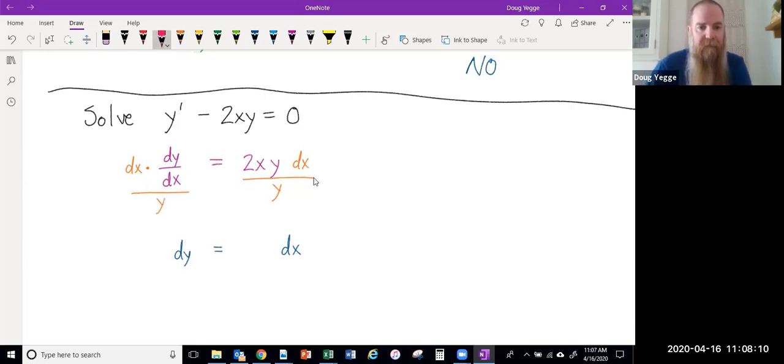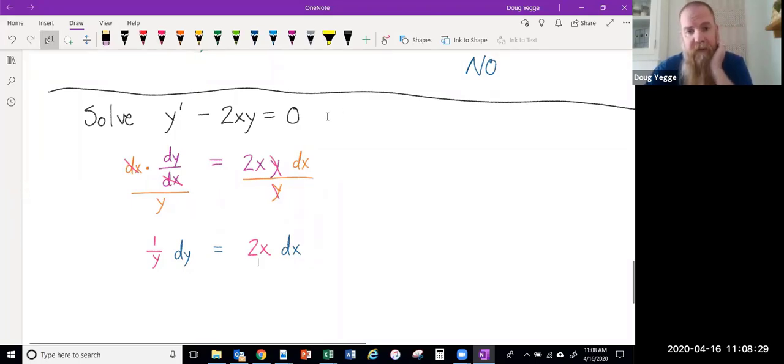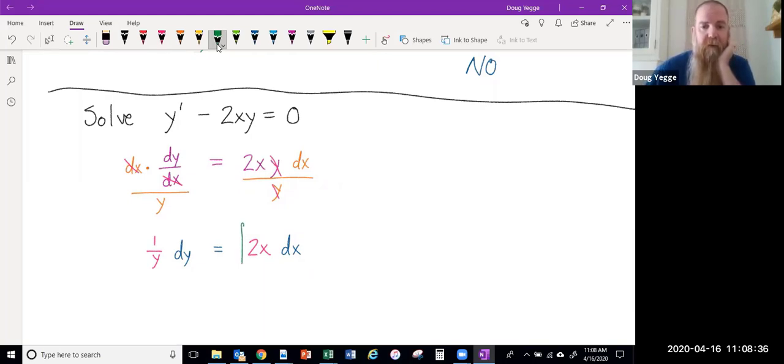So let's look at what I have. We can see that the dx and the dx cancel, the y and the y cancel, and all we're left with is 1 over y dy is equal to 2x dx. So our main goal in solving a differential equation is to separate the variables. So we've now separated, and now we can integrate.